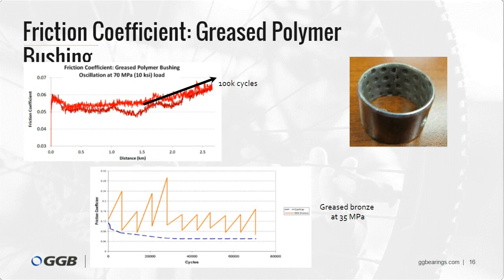But another thing you see is the magnitude of the friction in the 0.05 to 0.06 range was much lower than the friction of the greased bronze, which has to do with the inherent lubricity of the polymer coming into play as compared to the metal-on-metal that you have in the bottom. And this concept of external lubrication and internal lubrication is going to come back with us in a minute.